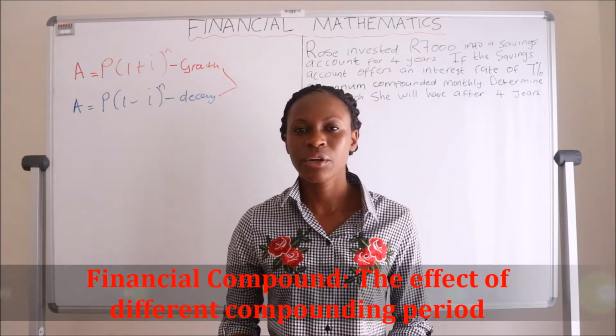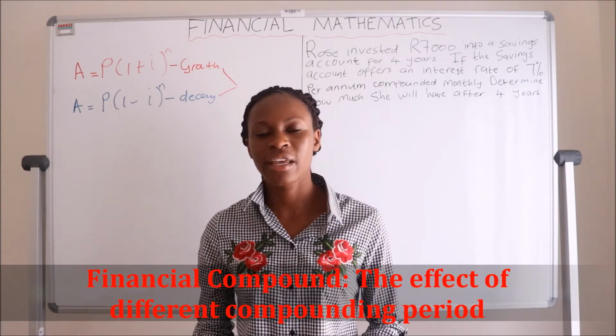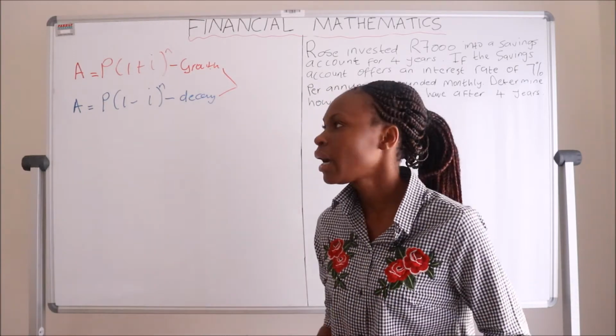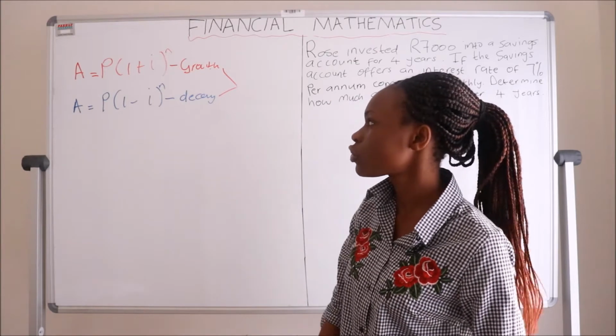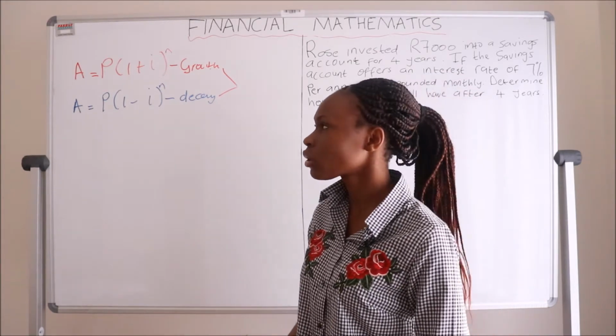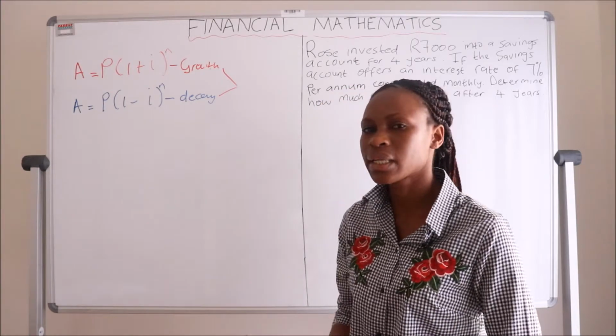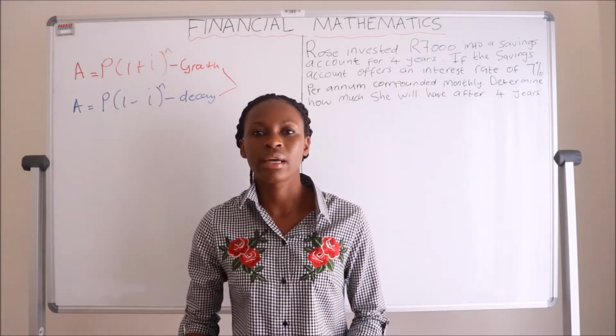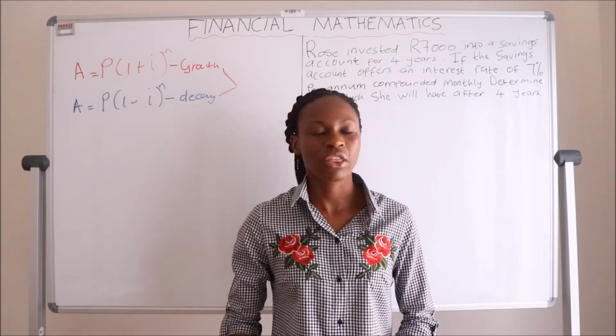In the previous lesson, when we introduced the effect of different compounding periods, I introduced you to those three equations, the first one being the compound growth, and the second one the compound decay, which is also called the reducing balance method.